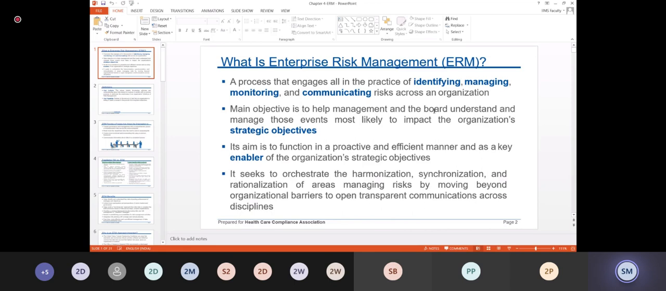Now next we'll see the components of a successful ERM approach. So what are the components of successful ERM? How can we say its importance? There are steps, and we'll see them one by one. Step one: know the business climate.